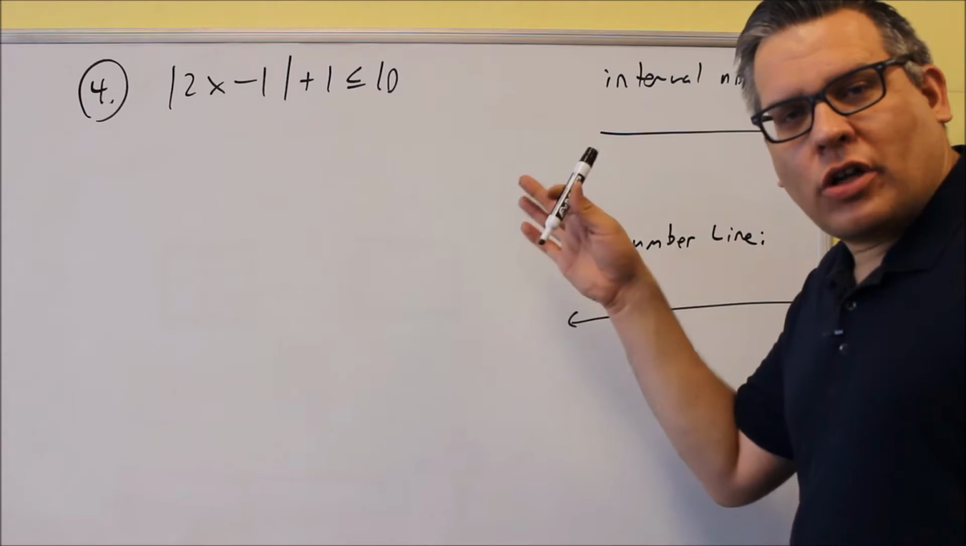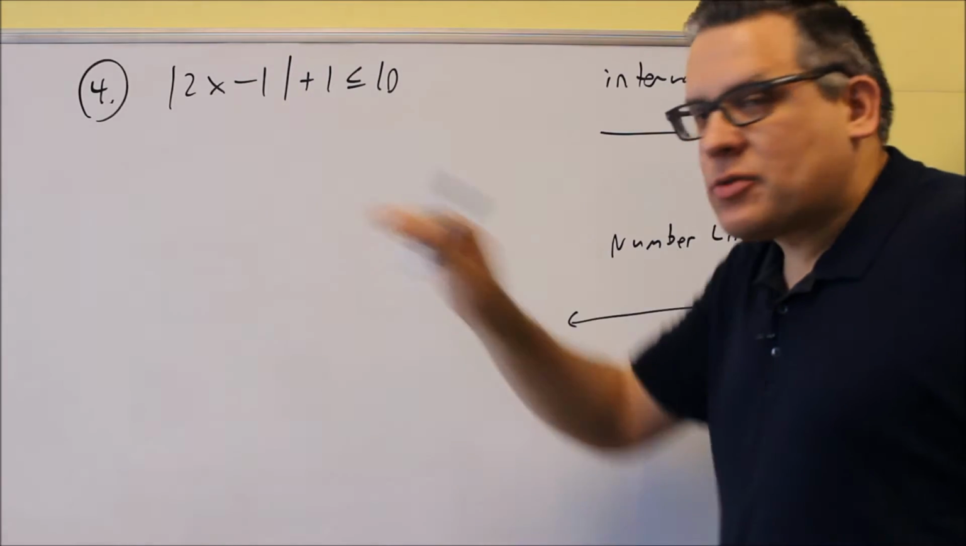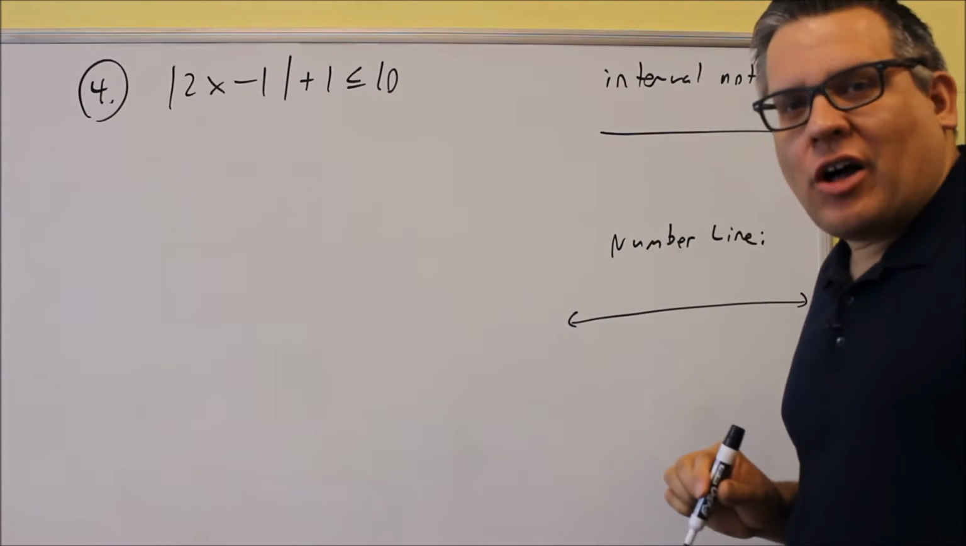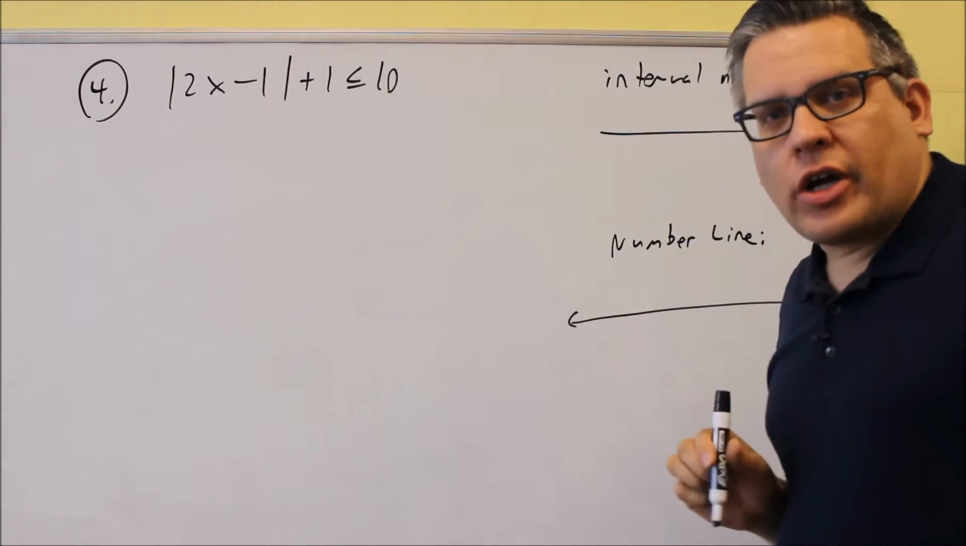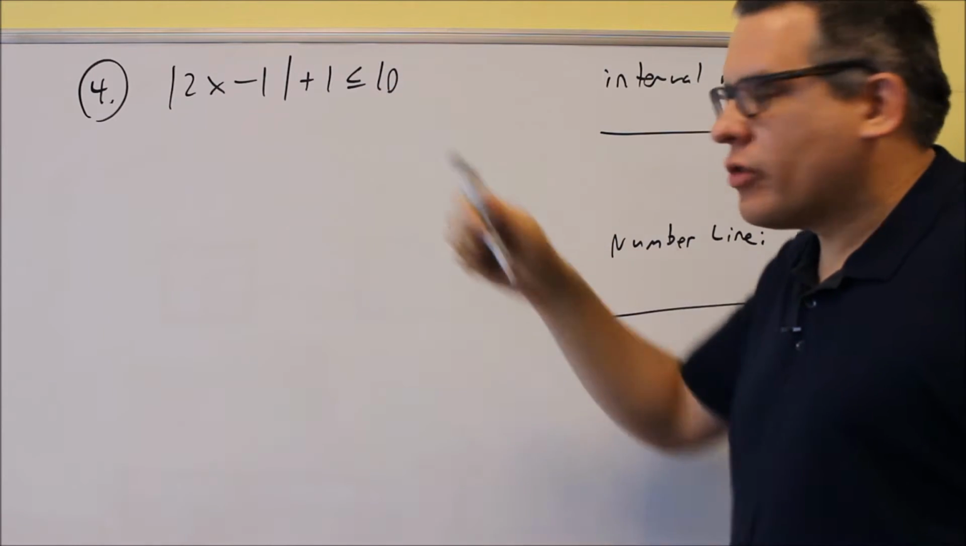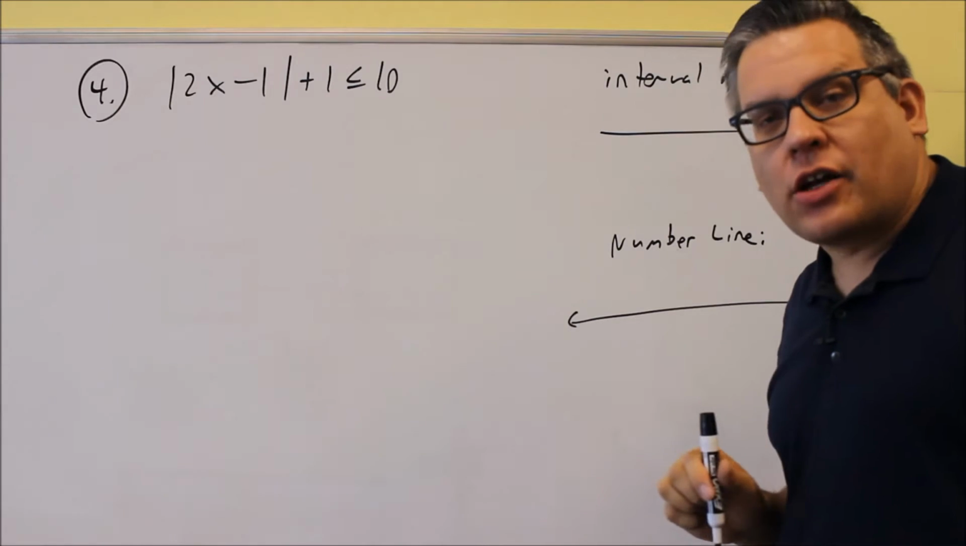Number 4 is another one that involves inequalities, but we also have an absolute value with it. Now, the most important thing you have to remember with absolute values is if the absolute value is not already isolated for you, you must do that first. If you try switching the inequality in this form, you're not going to get it correct.